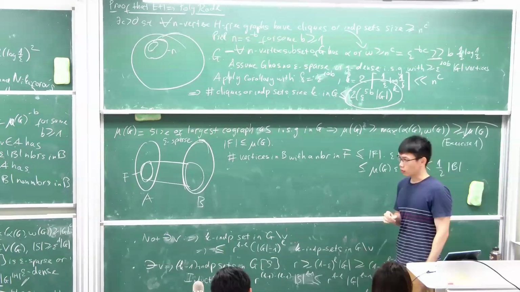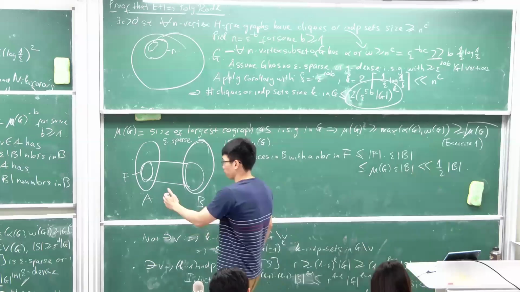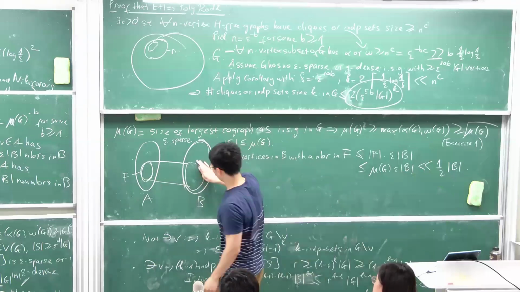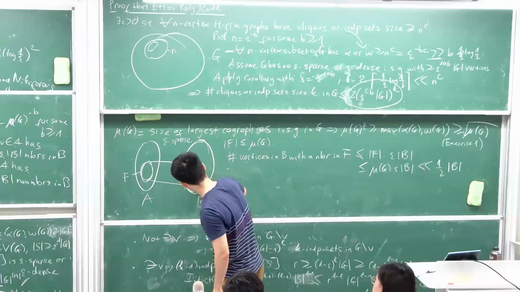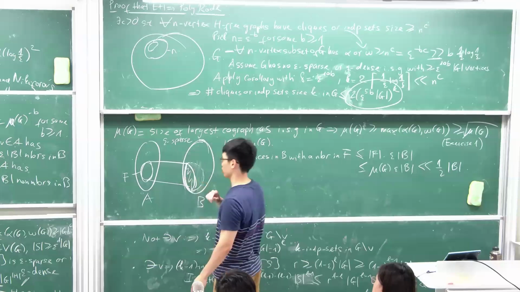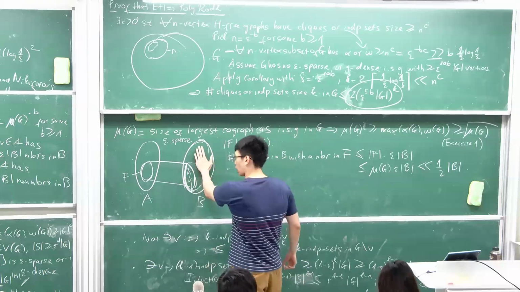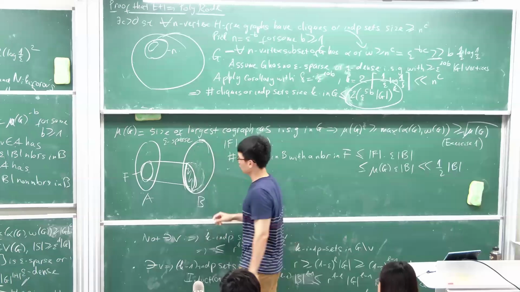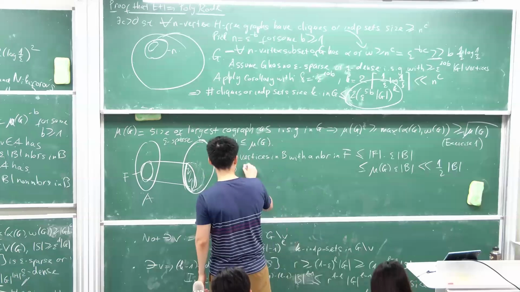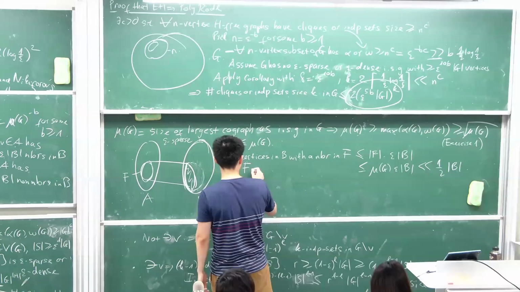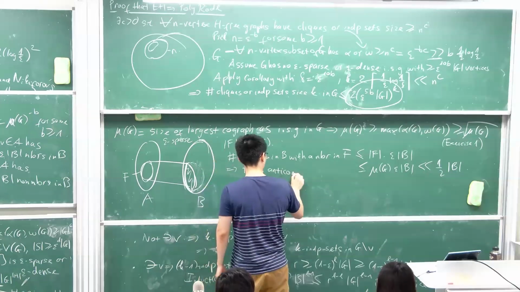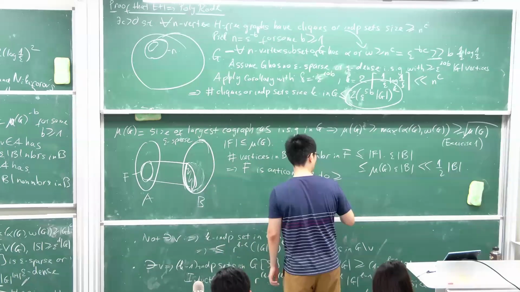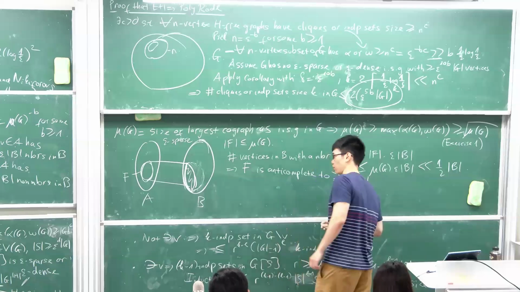Right. So in other words, F cannot see too many people in B. So actually, only a very small fraction of B. And at least half the people in B, F sees nobody. Which means, in other words, let me say F is incomplete to at least half of the vertices of B. Okay.